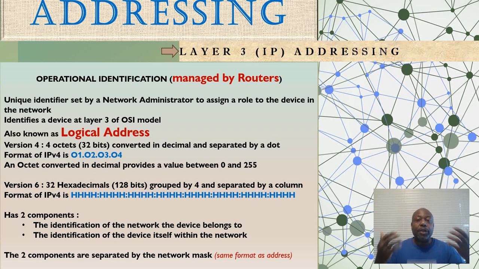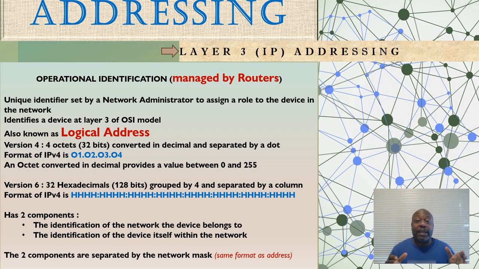But with the number of devices connected on networks, we're kind of running short of addresses. That's why we have the second flavor, which is the new version of IP addresses, that is already in use now, IP version 6. That one is coded on 128 bits.